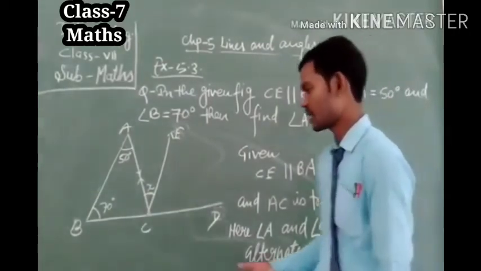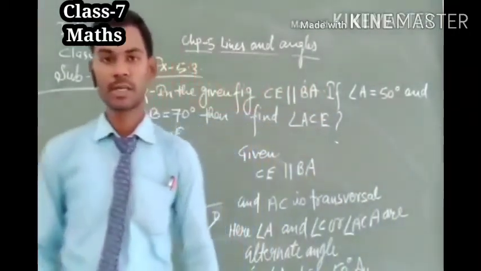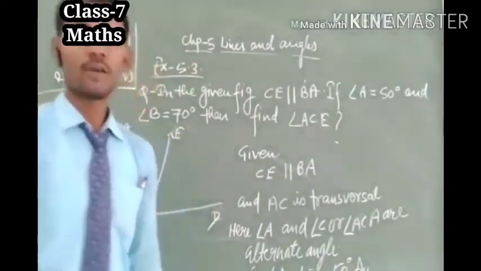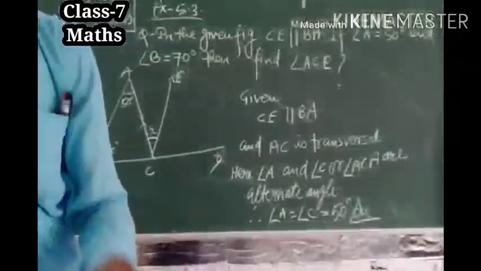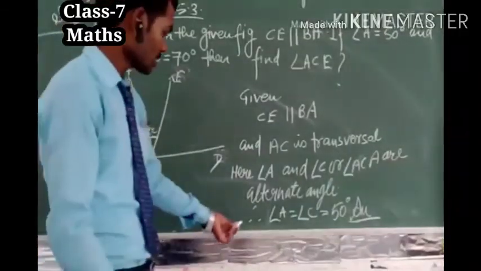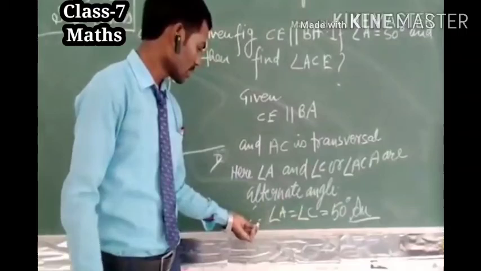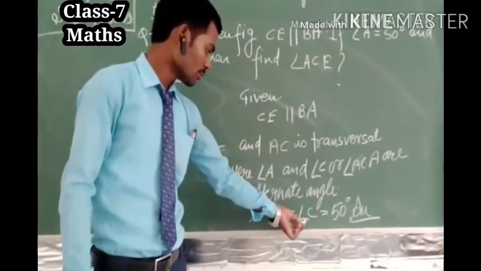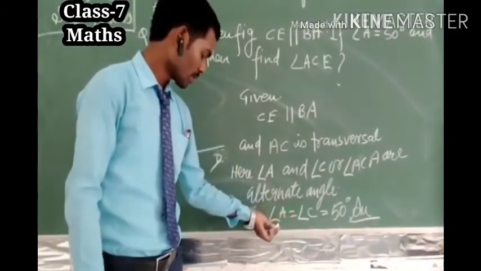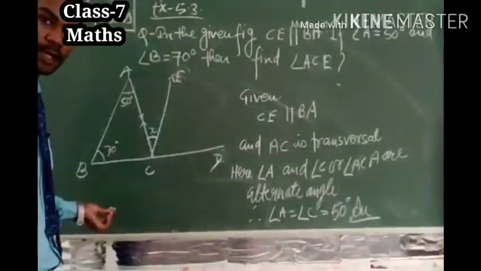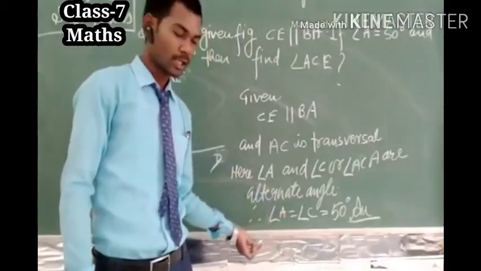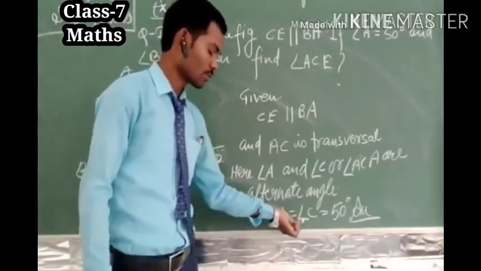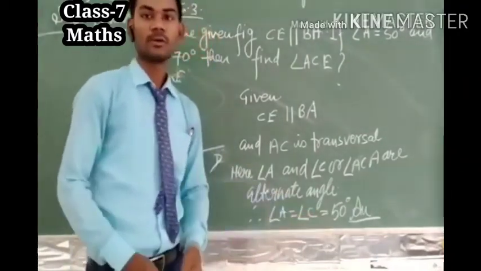So here we can see that the figure looks complicated, but its answer is very easy, and it is given here. You can see. Okay, so here it is. They are alternate angles, therefore angle A is equal to angle C. If the value of angle A is given, that is 50 degrees, then the value of angle C is also 50 degrees, and therefore we write angle A is equal to angle C and this is equal to 50 degrees.